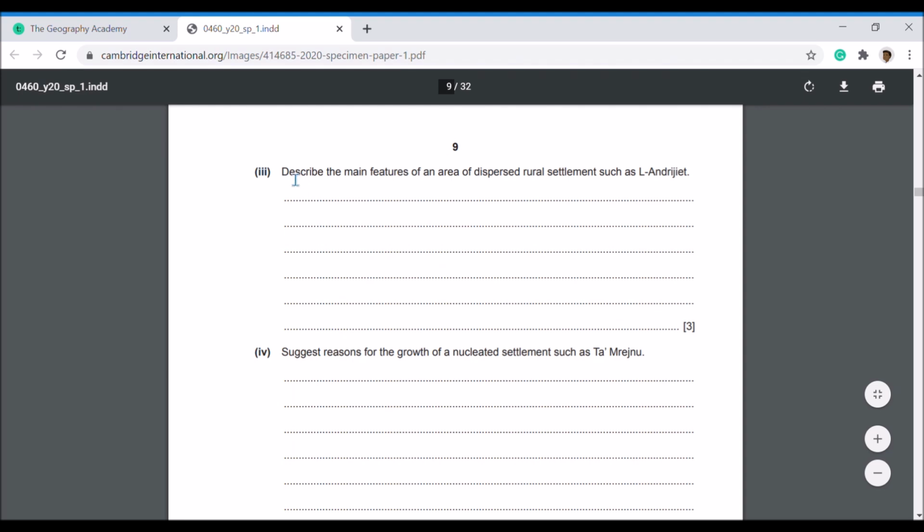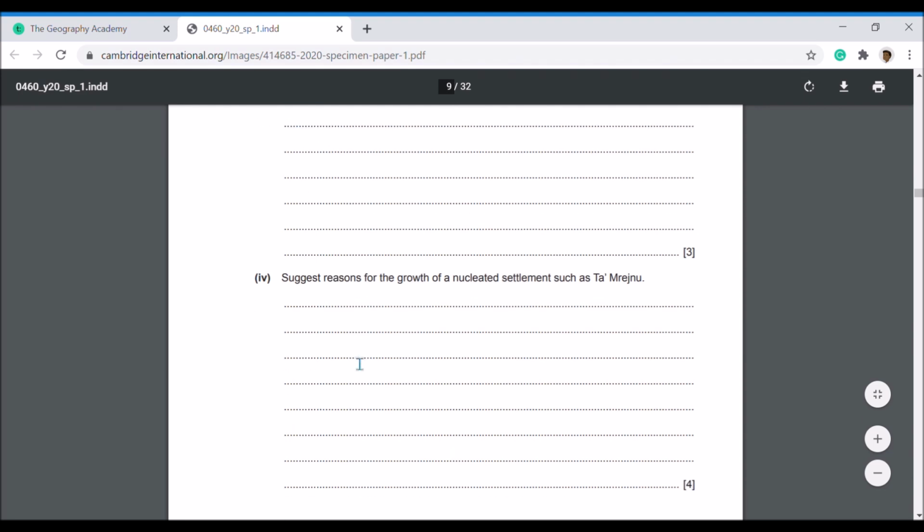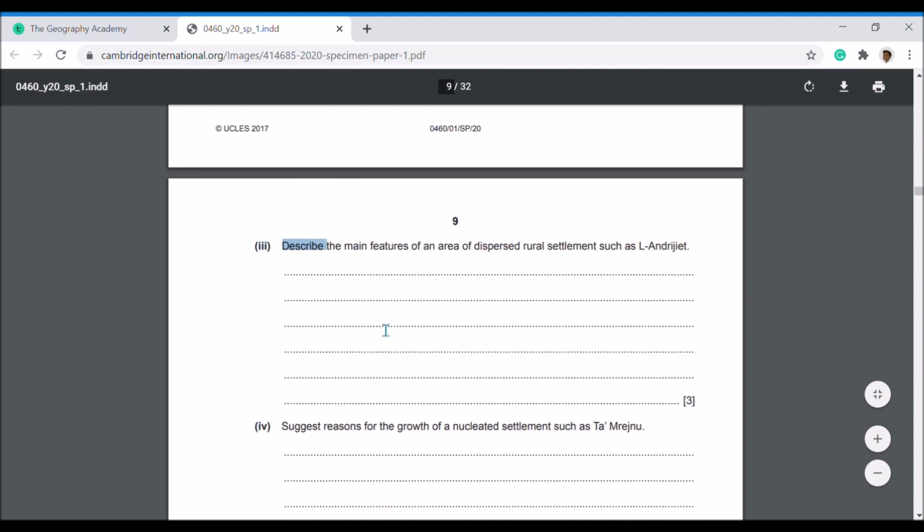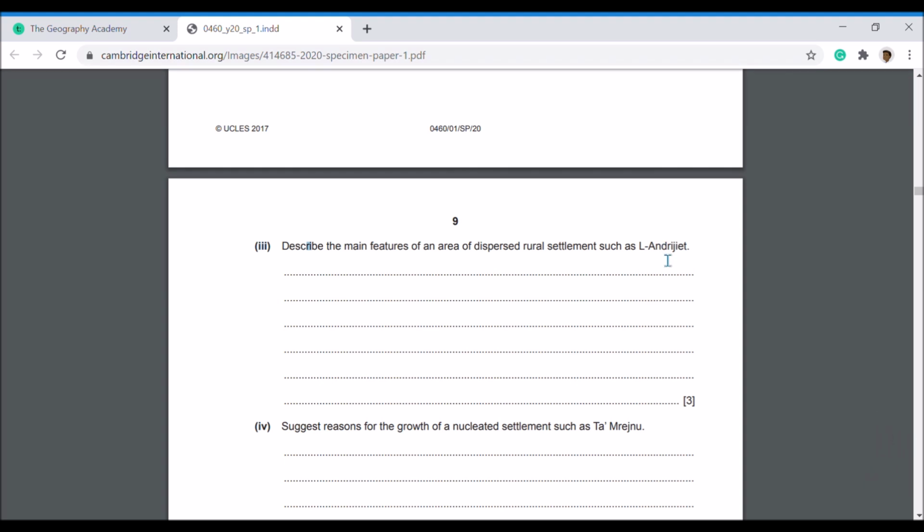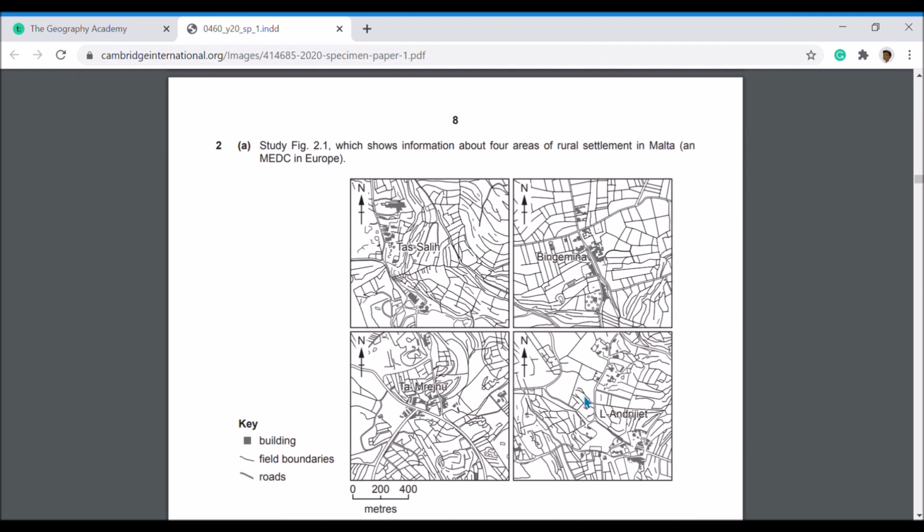A 3 mark question then, this one is a describe. This one is a 4 mark question for suggest reasons. But coming back here, describe the main features of a dispersed rural settlement such as El. So you will get place names as well that you probably haven't studied before, and you're not really required to have any background knowledge on that specific resource, but you are supposed to have the skills in order to use it.